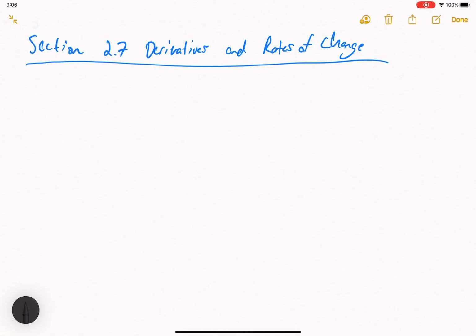Hello guys, today we're going to be covering section 2.7, which is mean derivatives and rates of change. Or rates of change, but whatever. So the first thing we need to worry about is what is the derivative, what are rates of change? How do we measure them? How do we try to find them out?